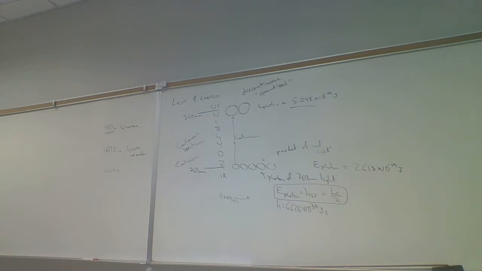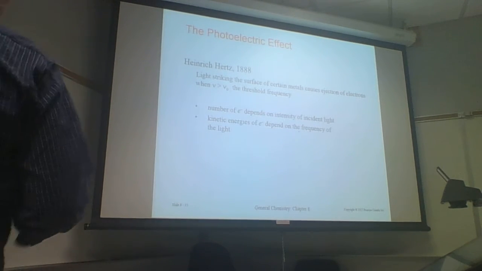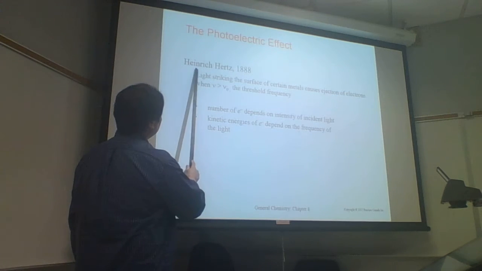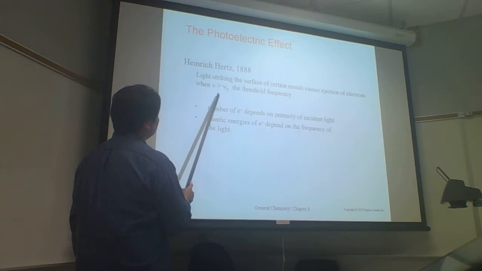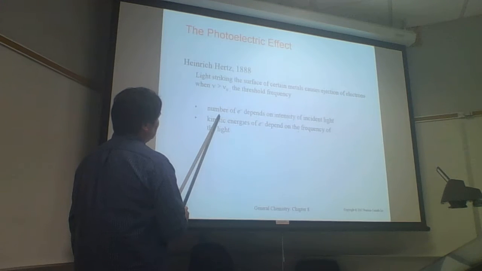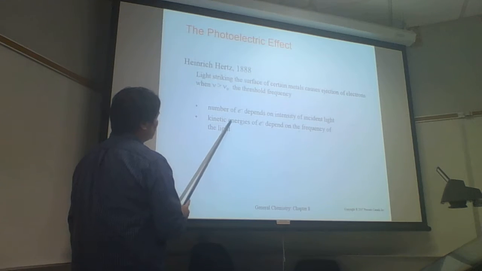We could see this in the photoelectric effect, what implications this has. And in fact, this is how the photoelectric effect was described by Einstein later on. Heinrich Hertz: light striking the surface of certain metals causes ejection of electrons when the frequency is greater than nu naught, which is the threshold frequency. The number of electrons depends on the intensity of incident light. Kinetic energies of electrons depend on the frequency of the light.